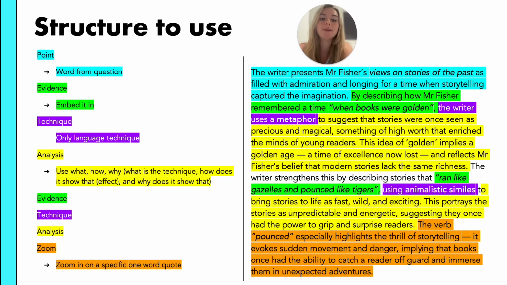By describing how Mr. Fisher remembered a time when books were golden, this is embedding it in, the writer used a metaphor, now I'm going on to my technique, which is my language technique, to suggest that stories were once seen as precious and magical, something of a high worth that enriched the minds of young readers. The idea of golden implies a golden age, a time of excellence now lost, and reflects Mr. Fisher's belief that modern stories lack the same richness.